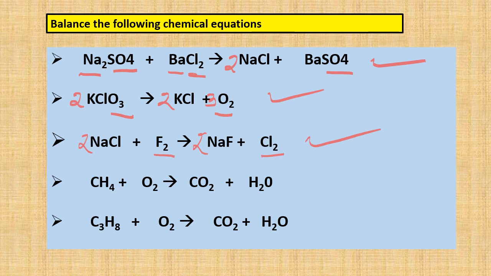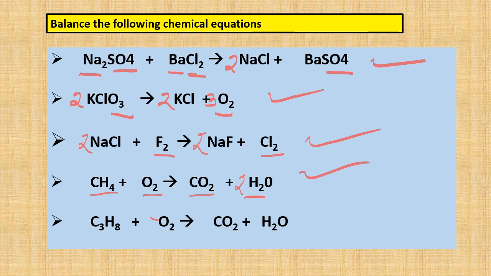Now go to equation number 4, CH4 plus O2, which gives CO2 plus H2O. There are 4 hydrogen atoms present in the reactant side, but there are only 2 hydrogen atoms in the product side. In order to balance the hydrogen, just put down 2 in front of H2O. Now hydrogen is balanced. Now it's time to balance oxygen. Oxygen is already balanced, and carbon is also already balanced. Now go to the next equation.